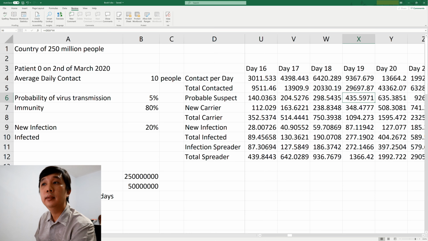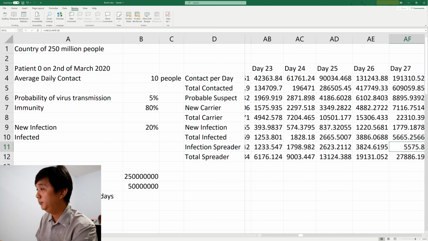Today is day number 19 since the 2nd of March. Approximately 30,000 people have already been in contact with the coronavirus, and this number of contacts will be 10,000. That's quite a lot. We have a total of 1,100 carriers, which is not high actually. It's less than 1%. Around 277 people are infected now, with 272 people spreading infection.